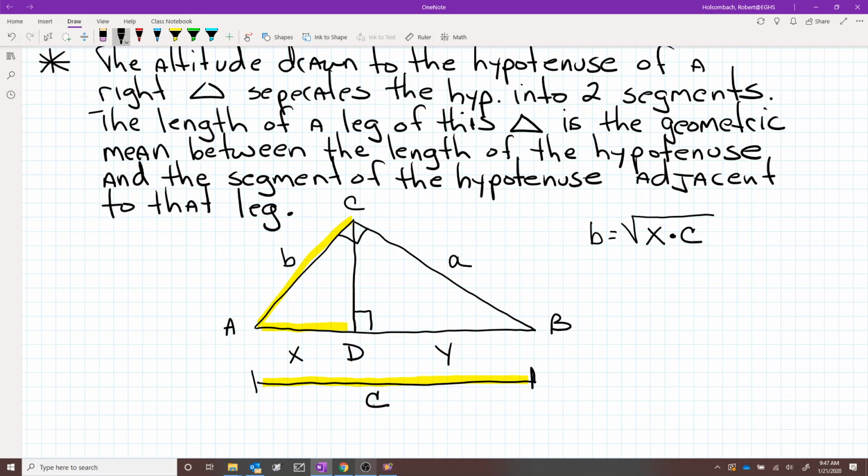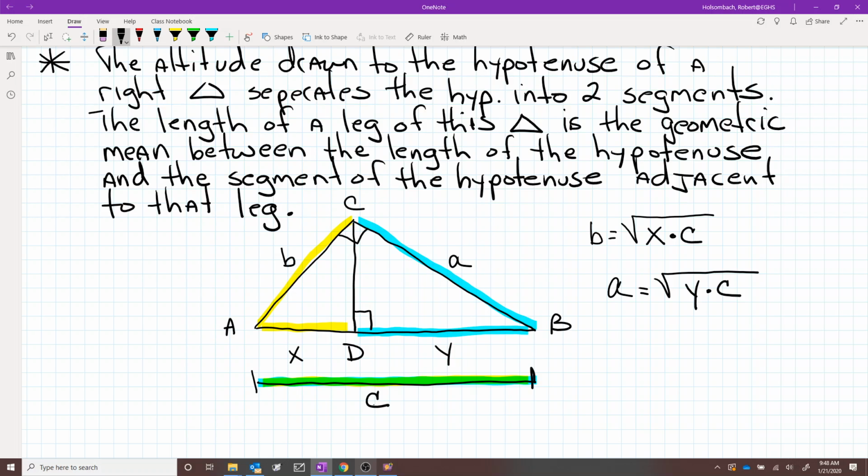Which means that side A would be equal to the square root of, alright, you got side A right here. It's going to be equal to the square root of the hypotenuse times the segment adjacent to its side. Alright, so that's going to be c times y, or y times c. And then you just have to do the math.